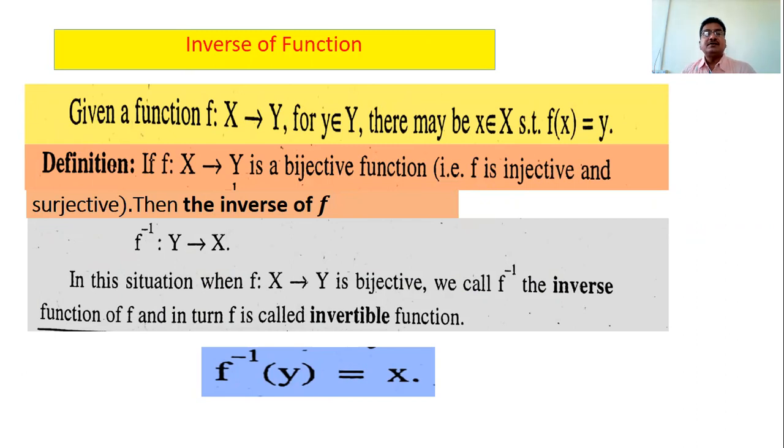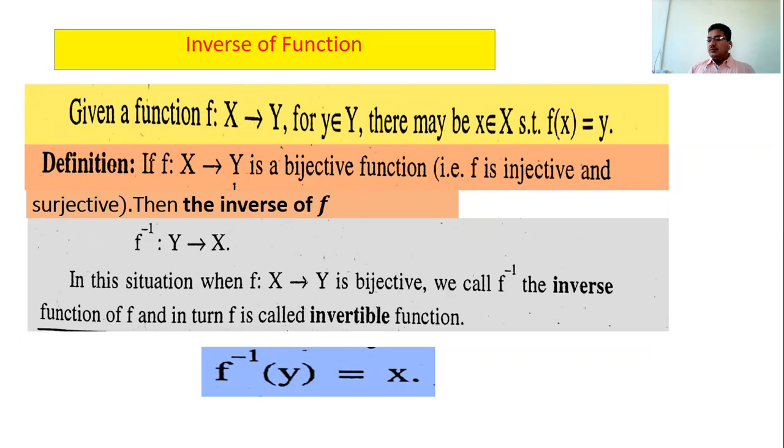Like matrices in 12th standard, we observe that the matrix inverse exists if the matrix is non-singular, that is, the determinant of the matrix is not equal to 0. The inverse of a number exists if the number is not equal to 0. The inverse of 0 does not exist.